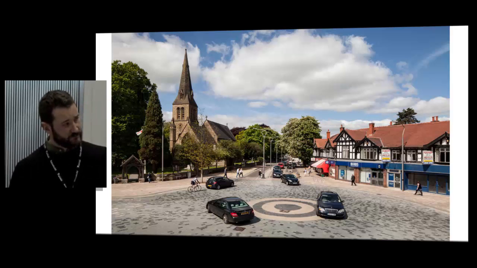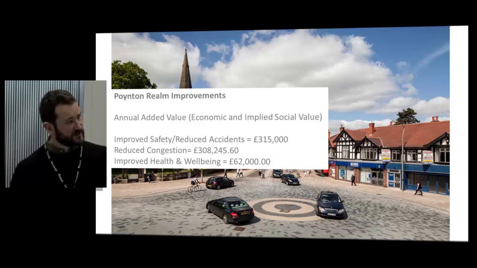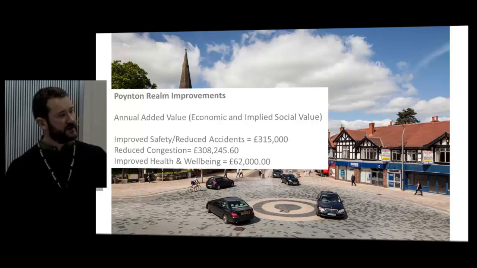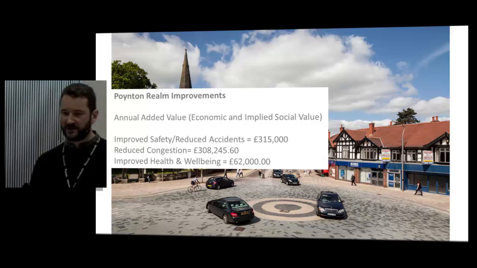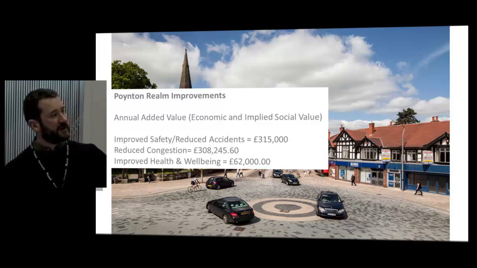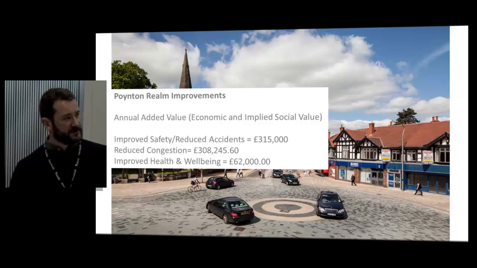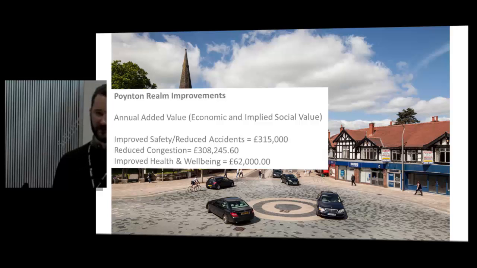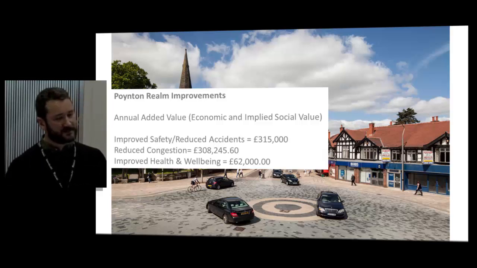And what we managed to do on this scheme was start to actually try and put a value to some of these additional benefits. So we used the whole raft of different measures and matrices, some of them from TfL, some of them from other research authorities, and managed to monetize the benefits in terms of improved safety and reduced accidents. So less people having to visit hospital, less strain on NHS resources, less benefits having to pay out to people that have suffered accidents. And that came to a total of £315,000 annually in terms of a saving or a benefit.